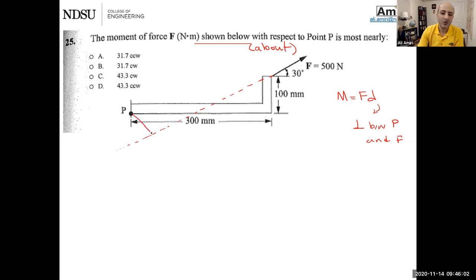So if you can find this perpendicular distance D, then all you have to do is multiply 500 by that distance D. But I'm thinking it would be difficult to find that distance D, a lot of trick. So an easier way is, instead of doing this, to find the components of that F in X and Y.